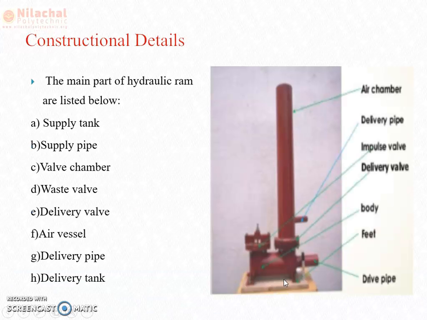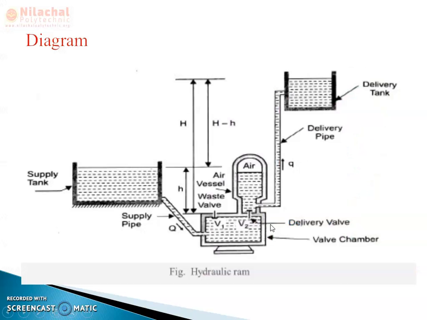Let's start with the construction detail. This hydraulic ram consists of a supply tank, supply pipe, valve chamber, waste valve, delivery valve, air vessel, delivery pipe, and the delivery tank. Let's look at the diagram, where the working principle will be known. First, you should know the construction.